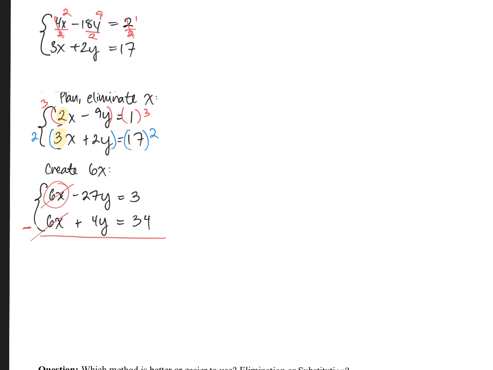Now let's keep going. We have negative 27y minus 4y. Let's write that on the side. Negative 27y minus 4y, well, that'll end up giving us, let's see, 31. So we have 31y. It's a negative 31, by the way. And then we have 3 minus 34.